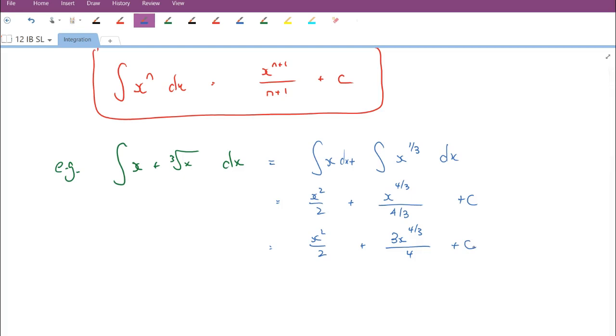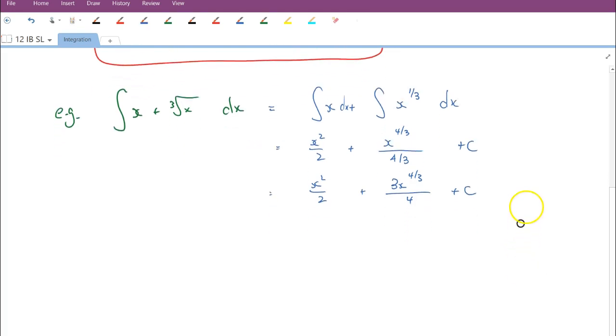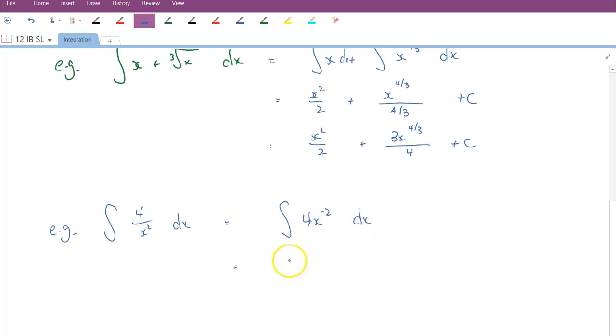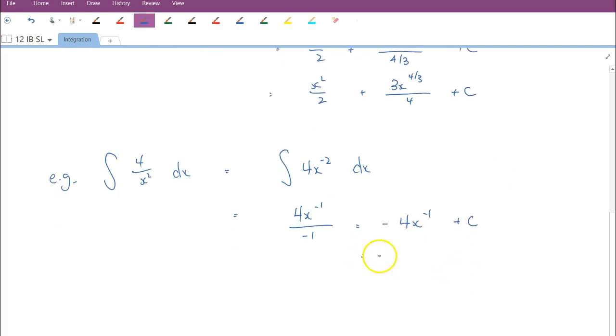Okay, looking for another example then. Let's integrate 4 over x squared with respect to x. Again, I've got to rewrite this to 4x to the minus 2. Then I can raise the power by 1, so 4x to the minus 1, divide by that new power, and then rewrite it a little more sensibly with a plus c on the end. And then for a bonus point, minus 4 over x plus c looks a little bit nicer.